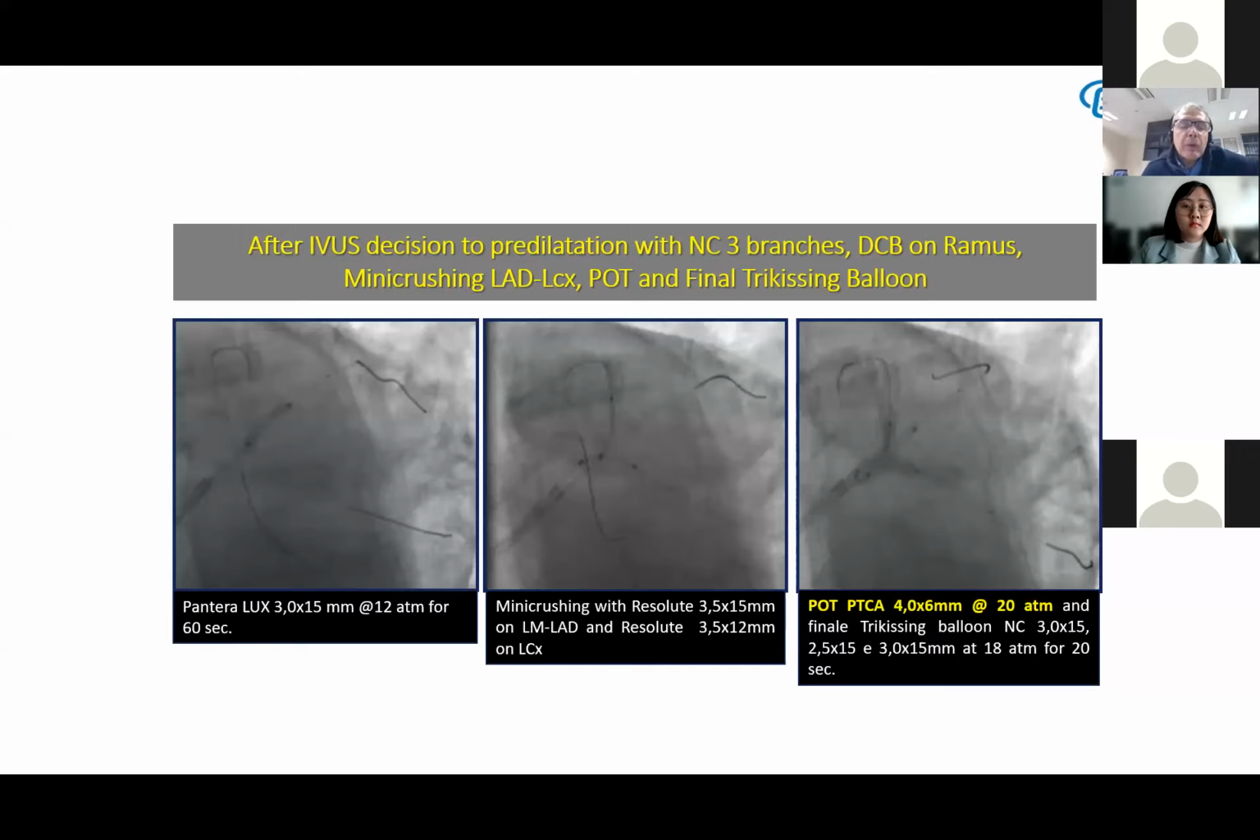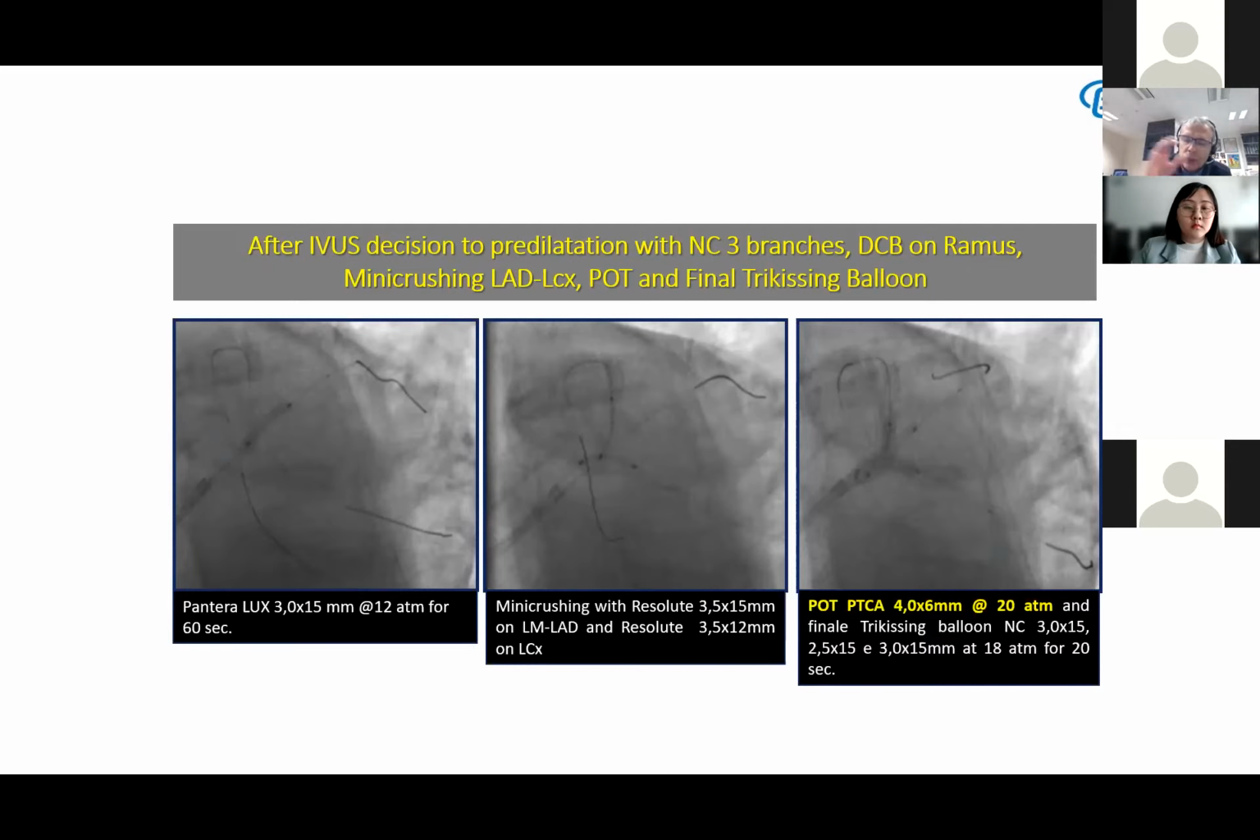prepare very well the lesion, and then I prepare the ramus with the drug-coating balloon on ramus, 3.0 by 50 millimeters in length, Pantera Lux, and then I perform a mini crushing, and then to avoid the complete distortion of the anatomy, I perform a POT balloon 4.0 by 6 millimeters at 20 atmospheres, final three-kissing balloon, and then proximal POT balloon.